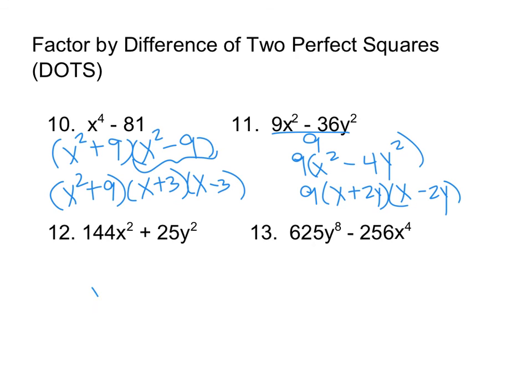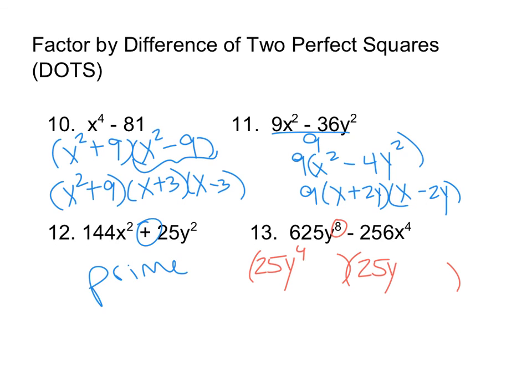Number 12 is prime. Because of the plus, you cannot factor it. Ooh, this one looks fun. I think we did a similar one in class. All right, 625. 625 is 25 squared, so it's 25, 25. Half of 8 is 4. So y to the 4th, plus or minus. The square root of 256 is 16. And then this time it's x to the 4th, so that's going to be an x squared. 16x squared. Just like in the other ones, the first one with the plus can't do anything, so I'm going to rewrite it.